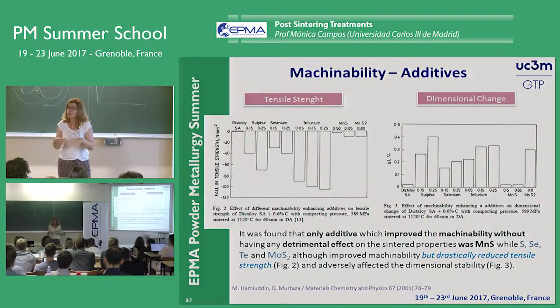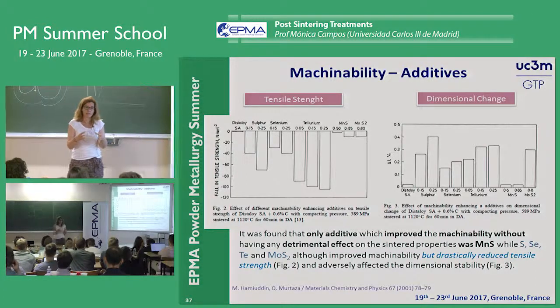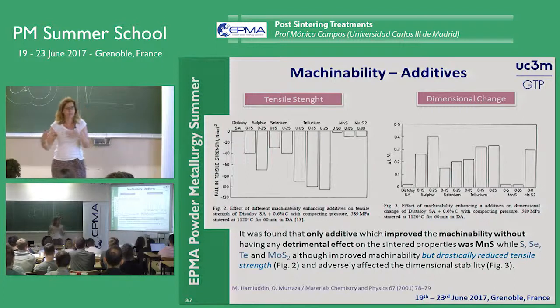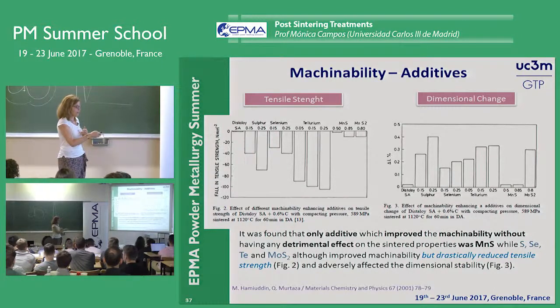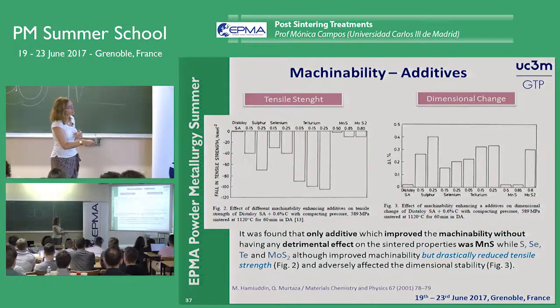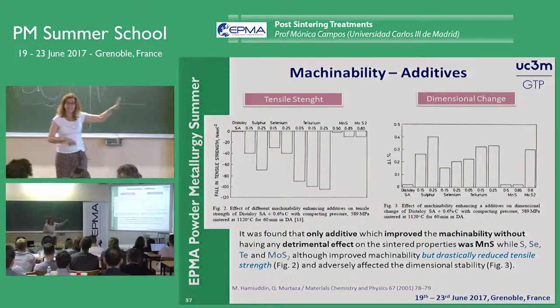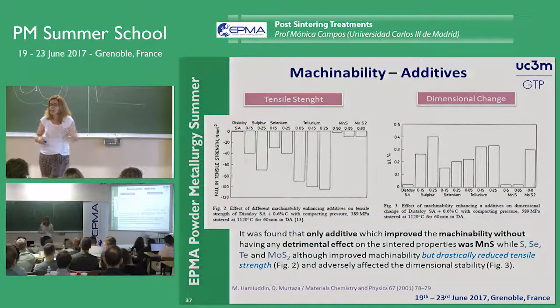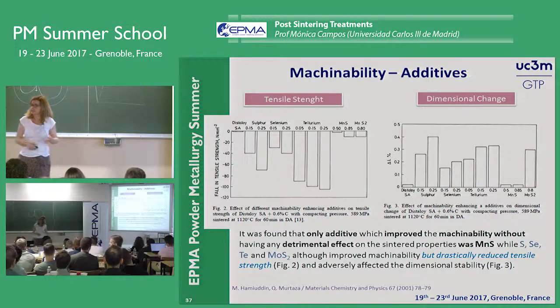What happens if we include an additive that makes a big distortion after sintering, because it promotes a liquid phase that makes the dimensional change occur heavily? That's the case again of sulfur, tellurium, selenium, etc. In that picture, the best option is manganese sulfide. Manganese sulfide looks like the perfect answer.